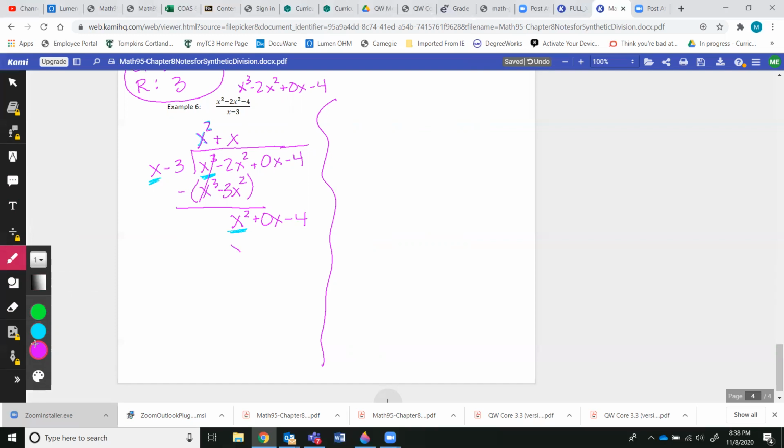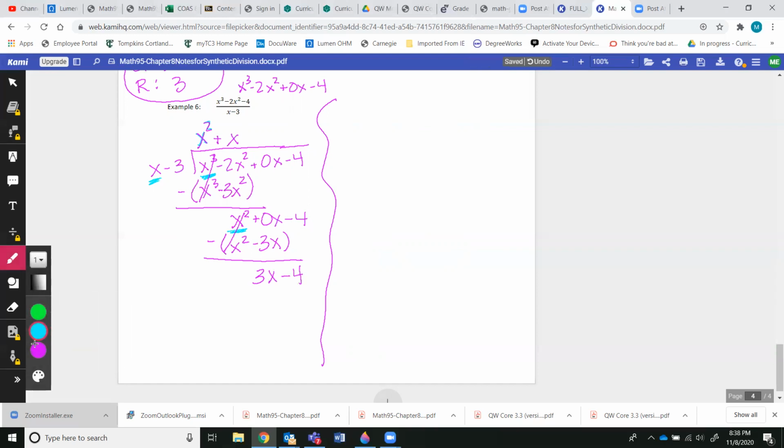X times x is x squared. X times negative 3 is negative 3x. Remember, this is why we need to fill in that 0 if we're missing a term, okay? If I didn't have this 0 here, I'd have x squared minus 4, and 4 and negative 3x don't line up, and it would kind of mess up what I have to do for the rest of this problem. So these cancel out. 0 minus negative 3 is like 0 plus 3. So 3x, and then I bring the rest down.